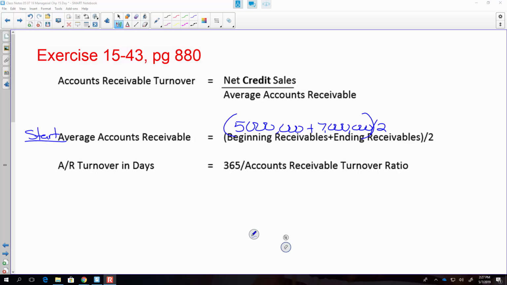If you wanted to, you could actually create an Excel template, just like the one I gave you on paper. You could just plug your numbers in and it would compute the ratio or the average or whatever formula that you want to compute. Keep that in mind. Use your Excel skills. So 6 million is our bottom number. We're going to divide that into our net sales, 54 million.